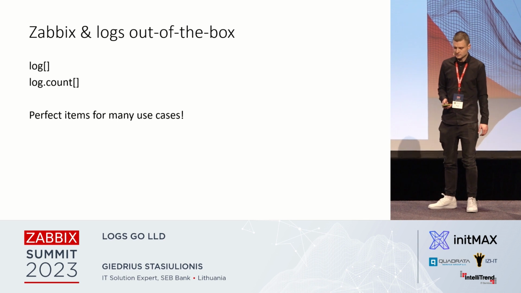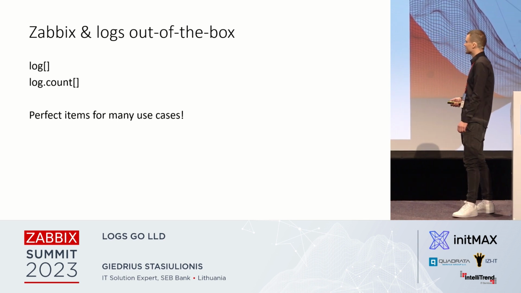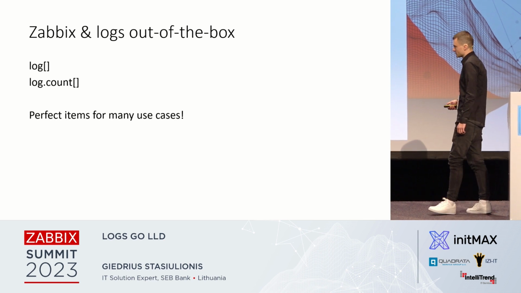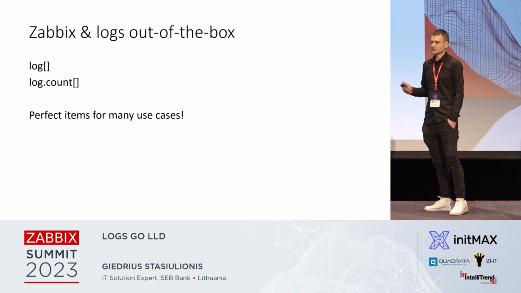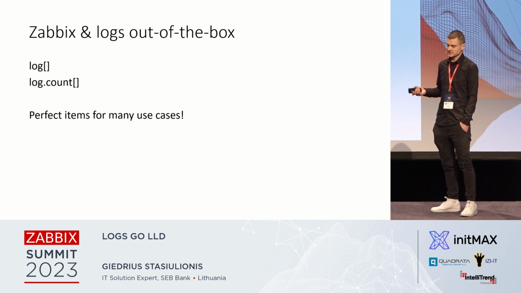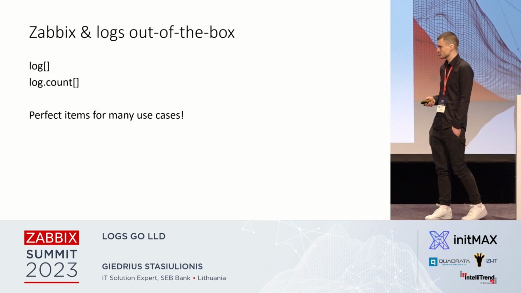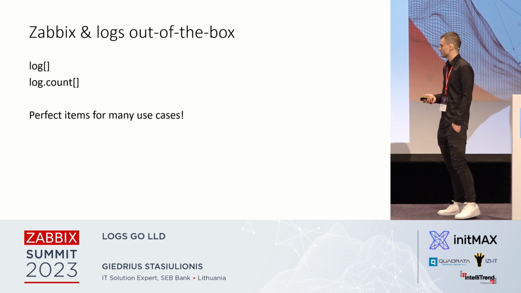And Zabbix provides two very useful items for that. It is log and log count. Those are actually perfect items for many use cases because they are efficient performance-wise. They come with the Zabbix agent out of the box, meaning that you don't have to install anything additionally. You just install the Zabbix agent and you use them.